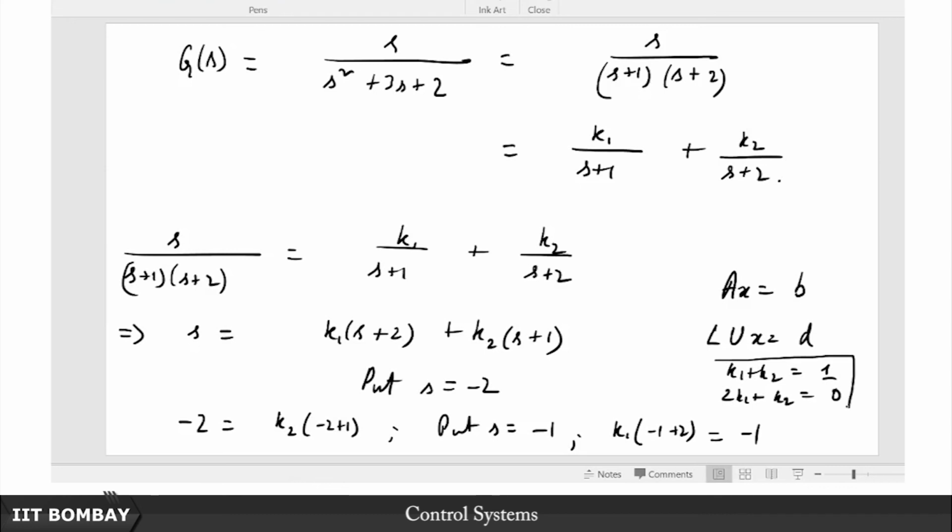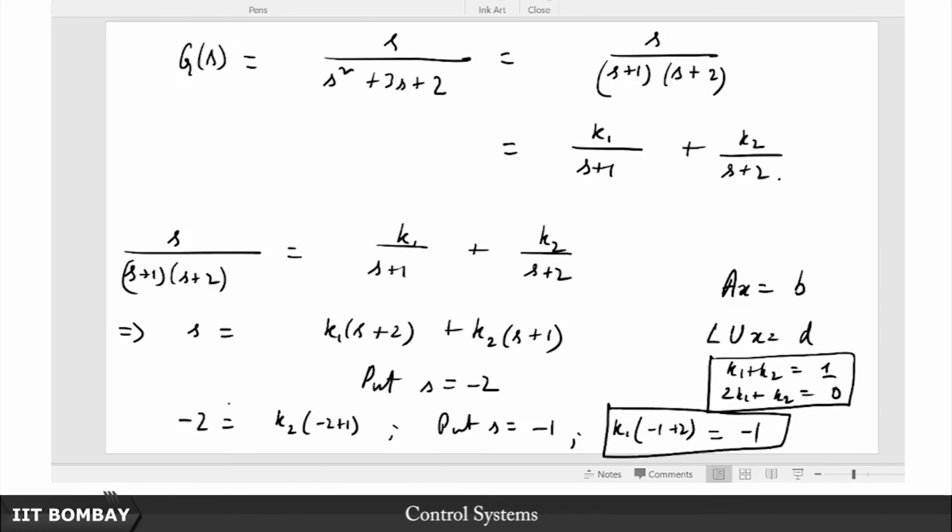Now obviously solving this system of equations, even though it is two variables, is a little more complicated than solving the decoupled system, wouldn't you agree? And I urge you to check that the solutions indeed turn out to be the same, which is k1 equal to minus 1 and k2 equal to 2. So you see that this gives you an easy way.